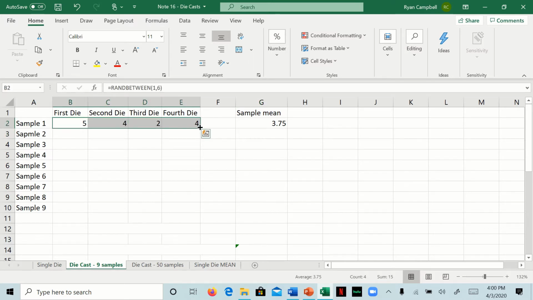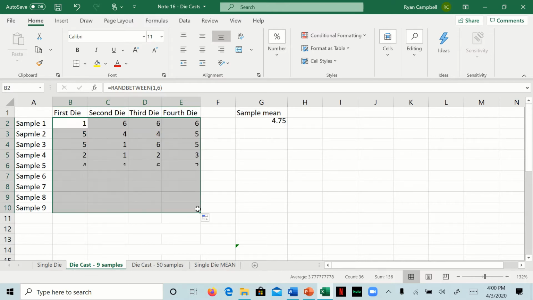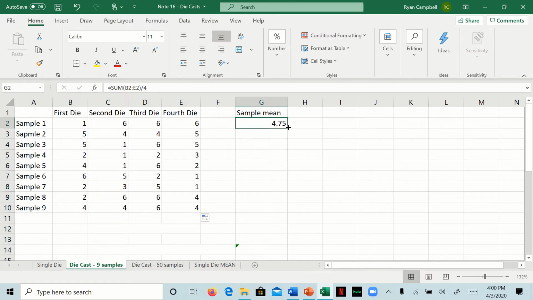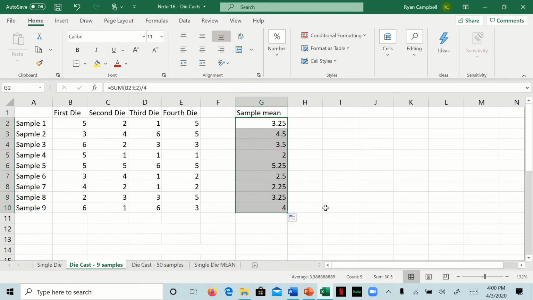Essentially, you can actually do this at home too, if you'd like. You can find a die and roll it 4 different times and then take the average. 4 times, take the average. 4 times, take the average. All right, so we've taken all of these and we've taken the average.